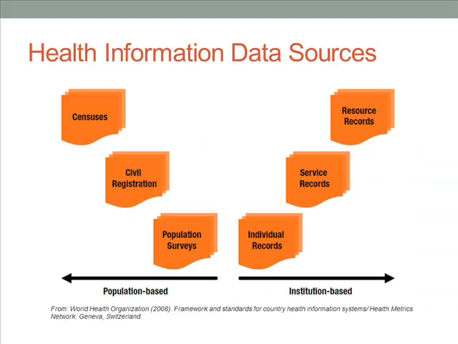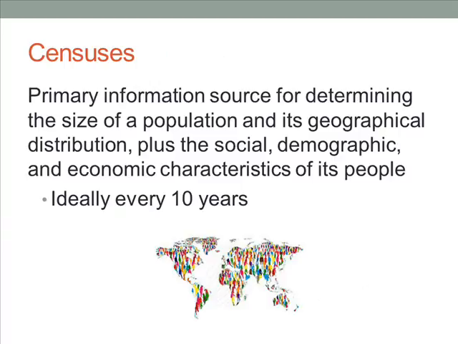Slide 7. You can look at population and institution-based health information data sources. Population-based are censuses, civil registration, and population surveys. Institution-based are individual, service, and resource records. We are going to review population-based health information data sources. Slide 8. Our first population-based source of information is the census.